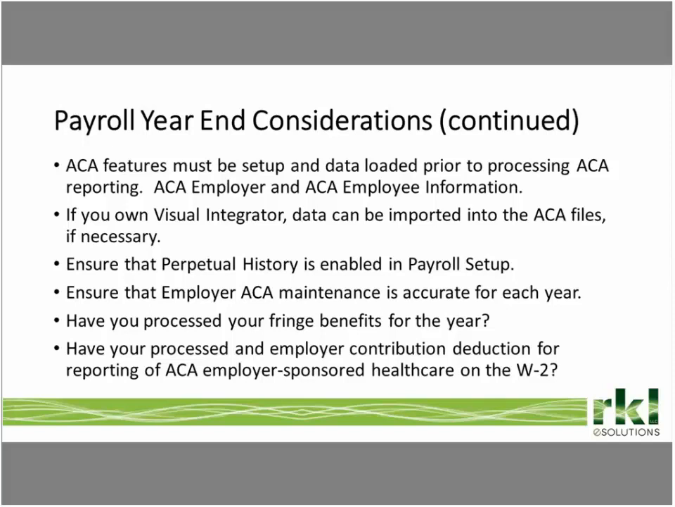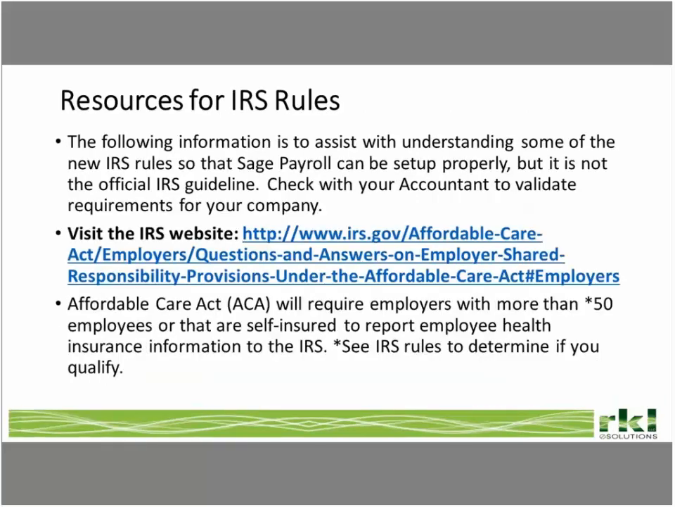We also need to make sure, as we mentioned earlier, that perpetual history is enabled in the payroll setup and that the employer ACA maintenance is accurate for each year. Other things to think about: if you have fringe benefits, have you processed those for the year? And have you processed your employer contribution deduction reporting for ACA employer-sponsored health care on your W-2? Those are just good ticklers, reminders. Make sure we get them done. There are resources available for what the current IRS rules are.